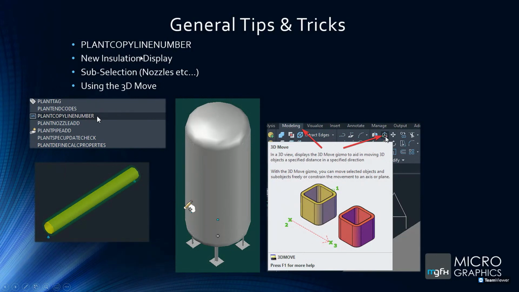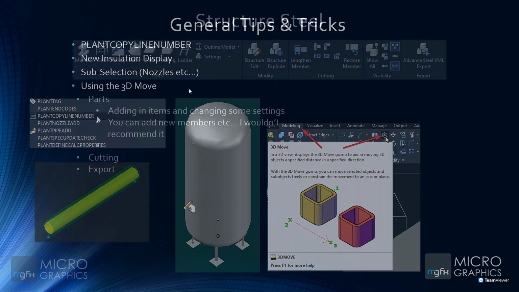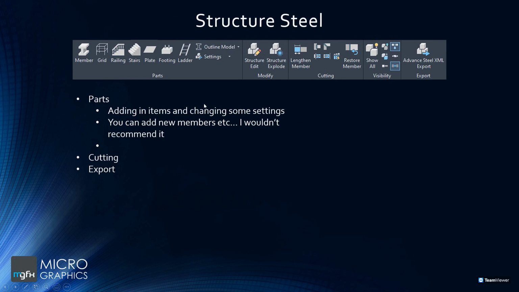So that then is copying by part number, showing the insulation display, sub-selection with the nozzles, and then using our 3D move. I'm just going to quickly run you through, as we're running out a little bit of time here.